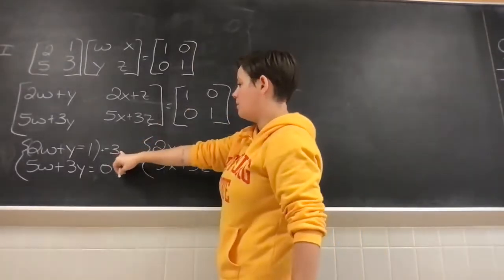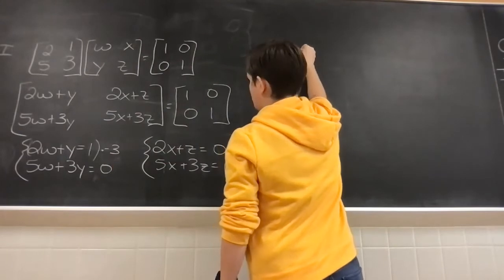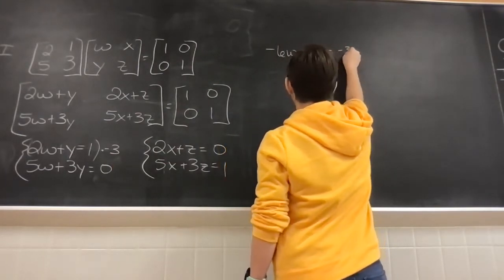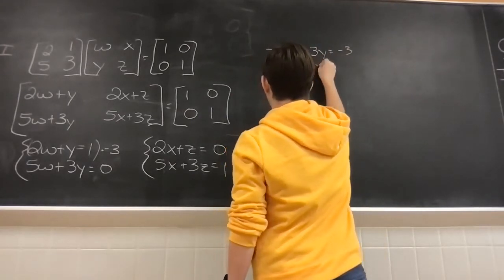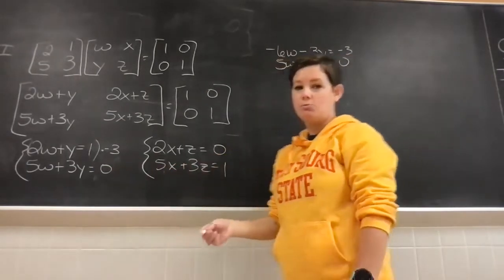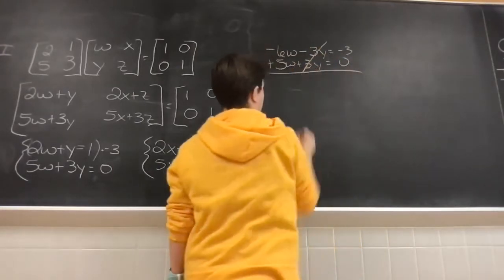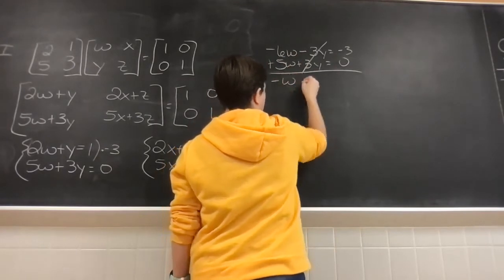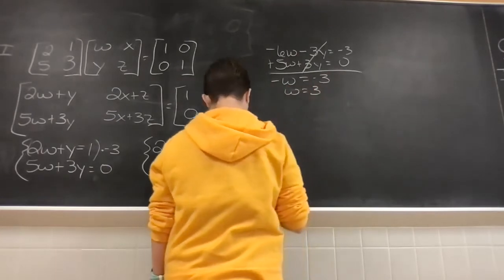So if I multiply this top equation by a -3, I get a -6w minus 3y equals -3. 5w plus 3y equals 0. I just simply rewrote my other equation because I'm using the addition method where I want to be able to have them right on top of each other so I can eliminate a variable. -6 and 5 gives me a -w equals -3. So w equals 3.